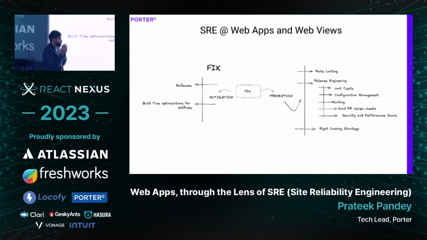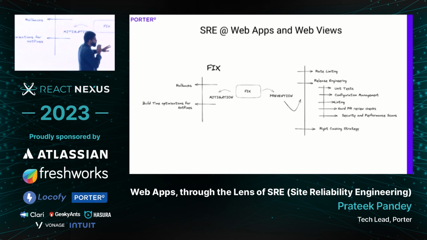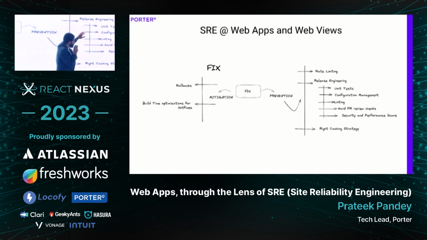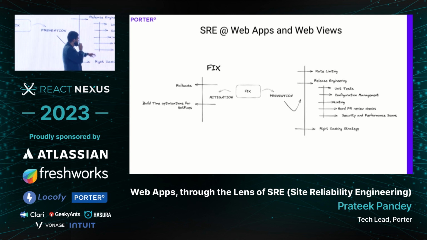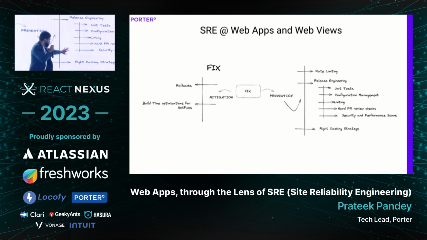So release engineering. This is my favorite part because everything, unit tests, configuration management. If you are using 6 S3 repos to fetch 6 configs and your developers are manually changing the 6 configs, it's a very scary situation, right? Hard PR review checks, linting, security and performance scans, vulnerabilities you all are familiar with. So these kinds of checks help you prevent bad code from going into production.